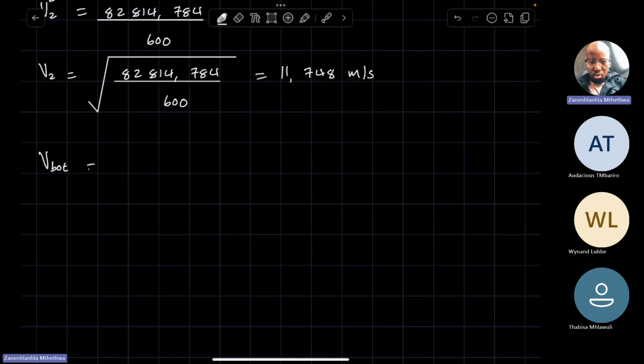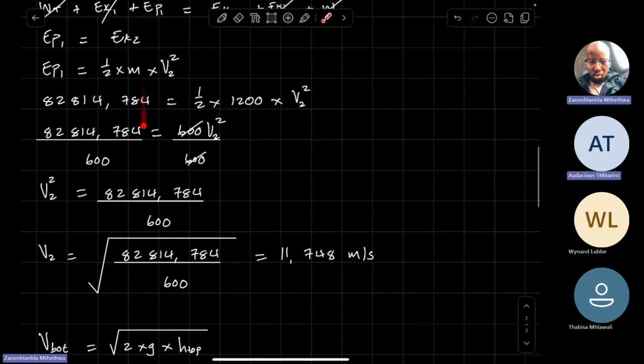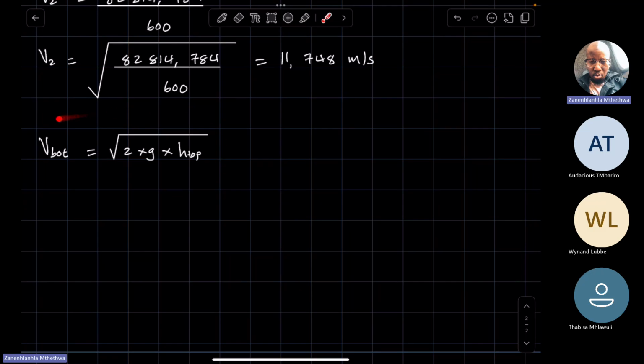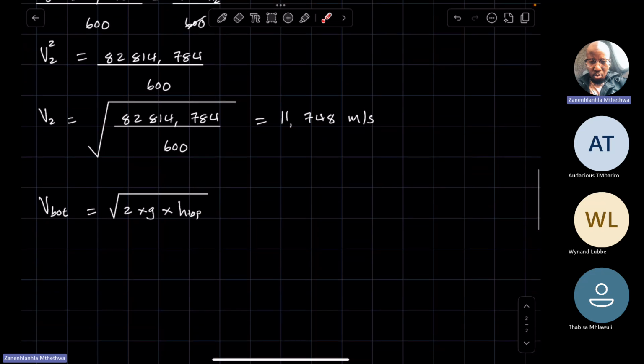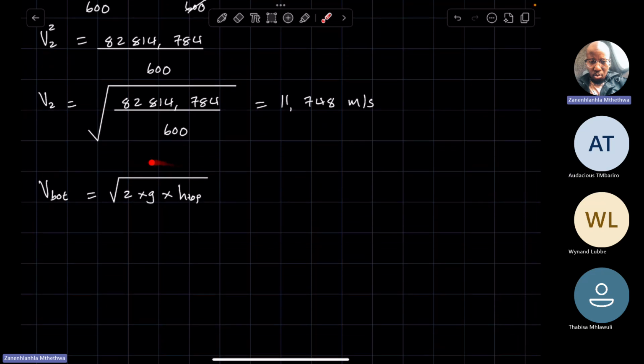Velocity at the bottom of the slope is equal to the square root of 2 times g times h at the top. Take note of this. Instead of doing all this, you can simply use that. This equation is only relevant if there is no force being applied and the surface is frictionless. Then the velocity at the bottom will be equivalent to this here.